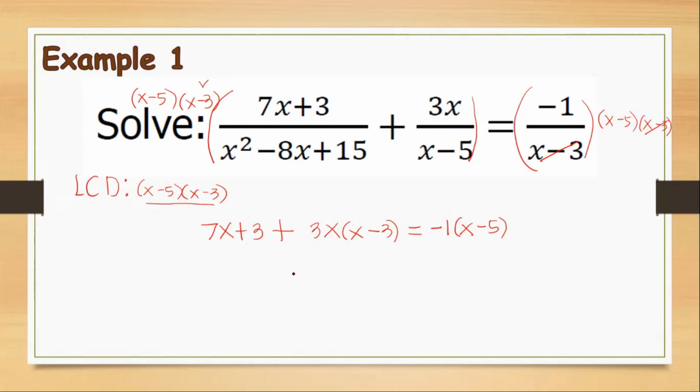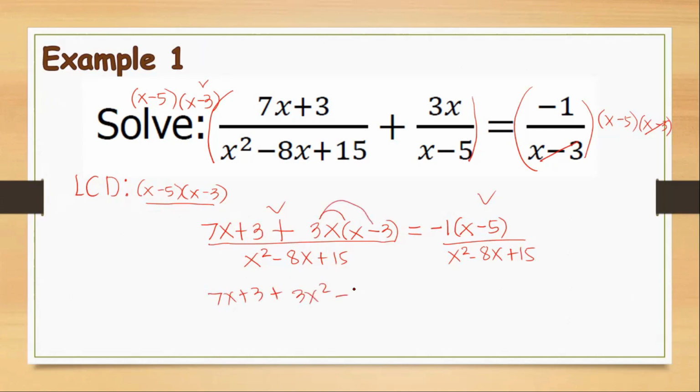So that will be the answer for this one, all over your LCD. X squared minus 8x plus 15. This one is x squared minus 8x plus 15. But then, you can just solve this one as 7x plus 3 plus 3x squared minus 9 equals negative x plus 5. Okay, let's try to solve for that one.